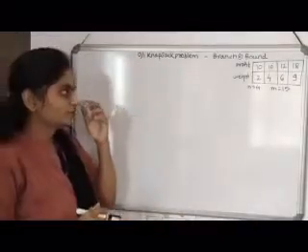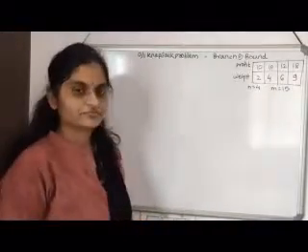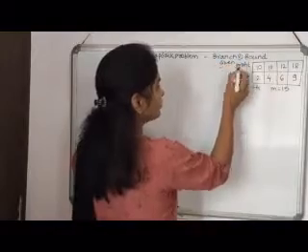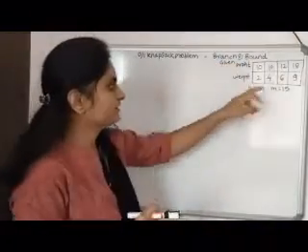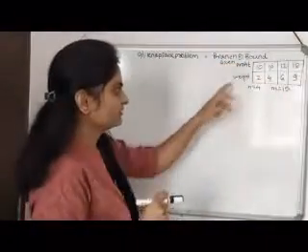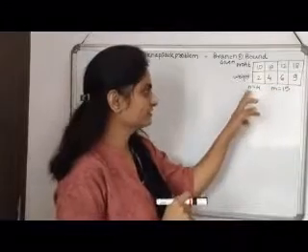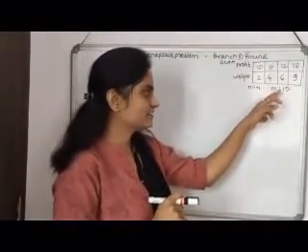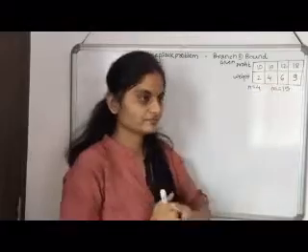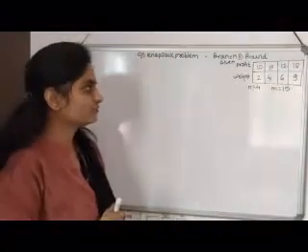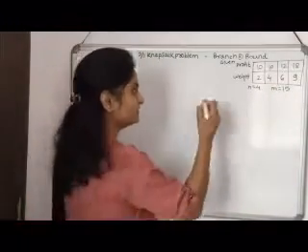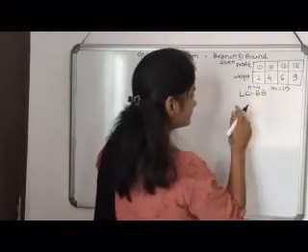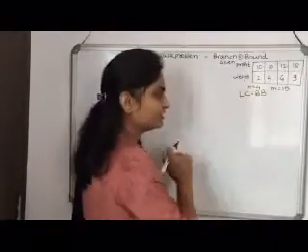Knapsack problem using branch and bound. Given are profits 10, 10, 12, 12 and weights 2, 4, 6, 9. There are 4 objects and the capacity of the knapsack is 15, m equal to 15. Now to solve this problem using branch and bound, here is the method, that is LCBB, least cost branch and bound.